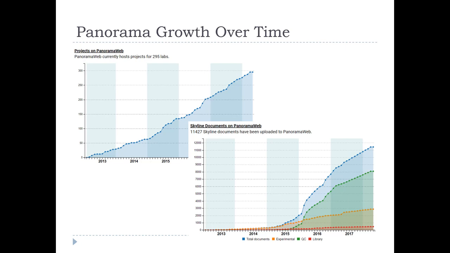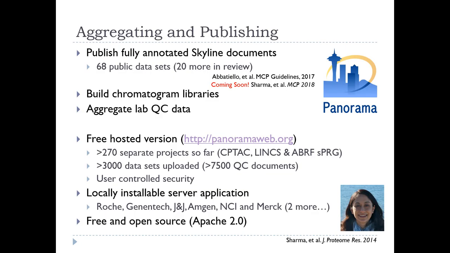So there's a panoramaweb.org website where you can request your own projects. It's a freely hosted version. We manage it at the UW. There are, I guess, 295 separate projects. Those are the data sets. It's got completely user-controlled security, so you can control the security of your own project. You can share stuff with whoever you want, or keep it as private as you want. And then we also have the ability to get a locally installable server application.